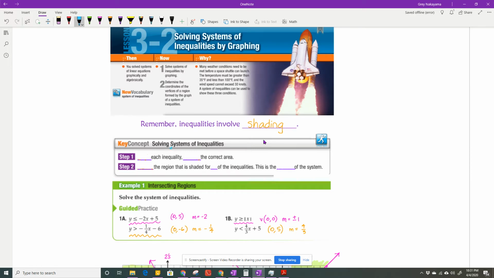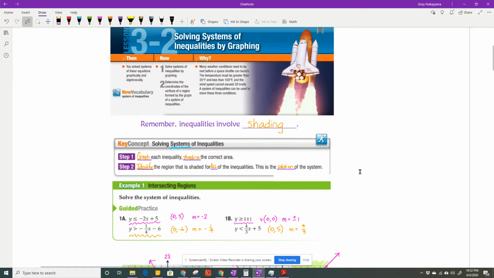Two or more equations in two or more variables. Okay, we have actually not equations, but inequalities. So when you solve them, step one, graph each inequality and shade the correct area. Remember that our line will either be dotted or solid. Then you're going to identify the region that is shaded for all inequalities, and that is the solution of your system.